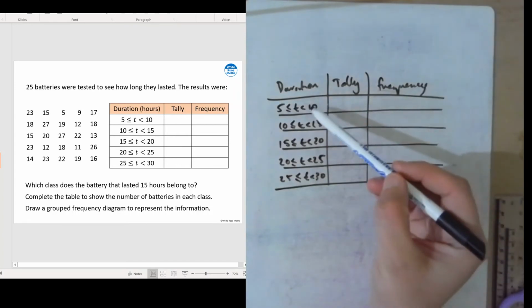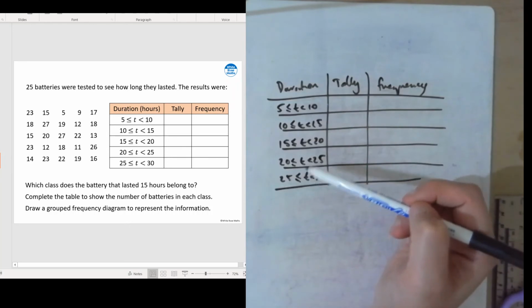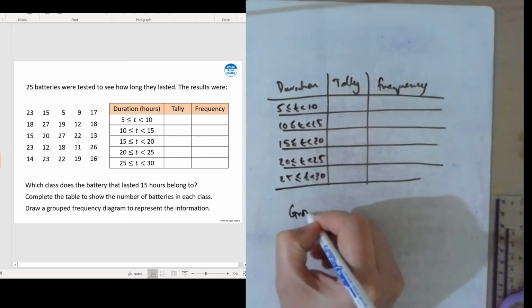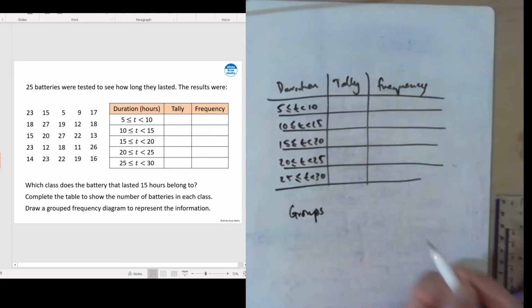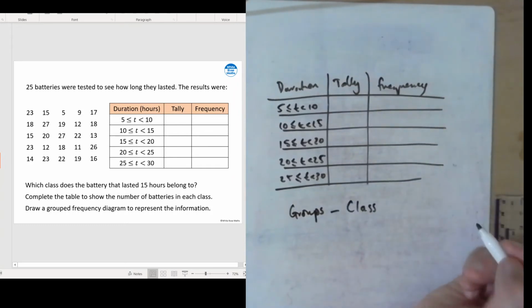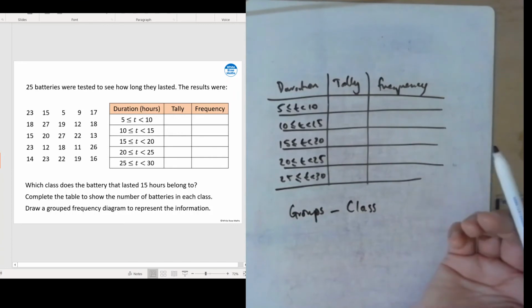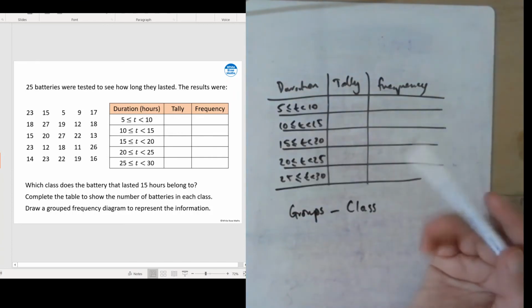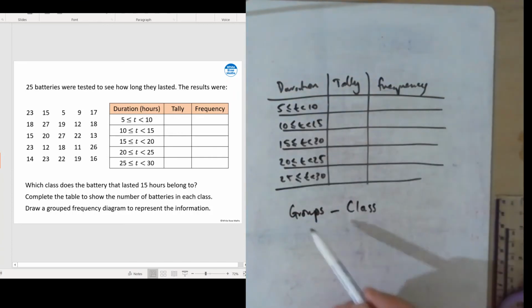Okay, these are groups, but another word sometimes people refer to them as groups, but most of the time you will see them referred to as a class because it's a class of people. Okay, it's the same way you're a class, you're a group of people, so it's a class.